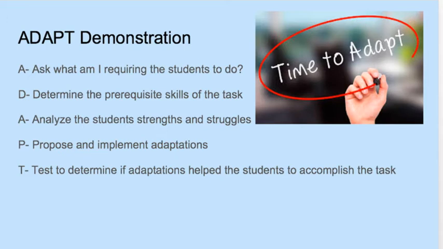He must also be aware of this plan, so I would have to sit down and tell him about the plan as well. And then T stands for test to determine if adaptations help the student. So just like we assess and test our students to see if lessons worked, we also have to do this for the behavior interventions. So the next day, I would check in, make sure that he has his homework complete and he has all of his materials back with him to see if this intervention is effective.